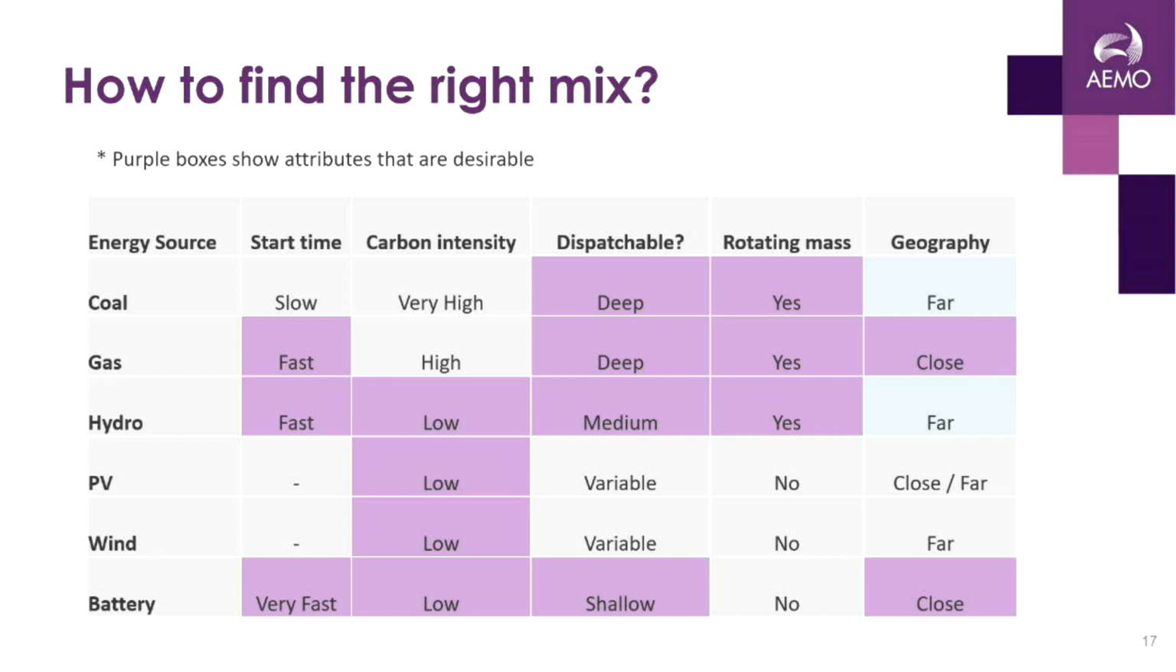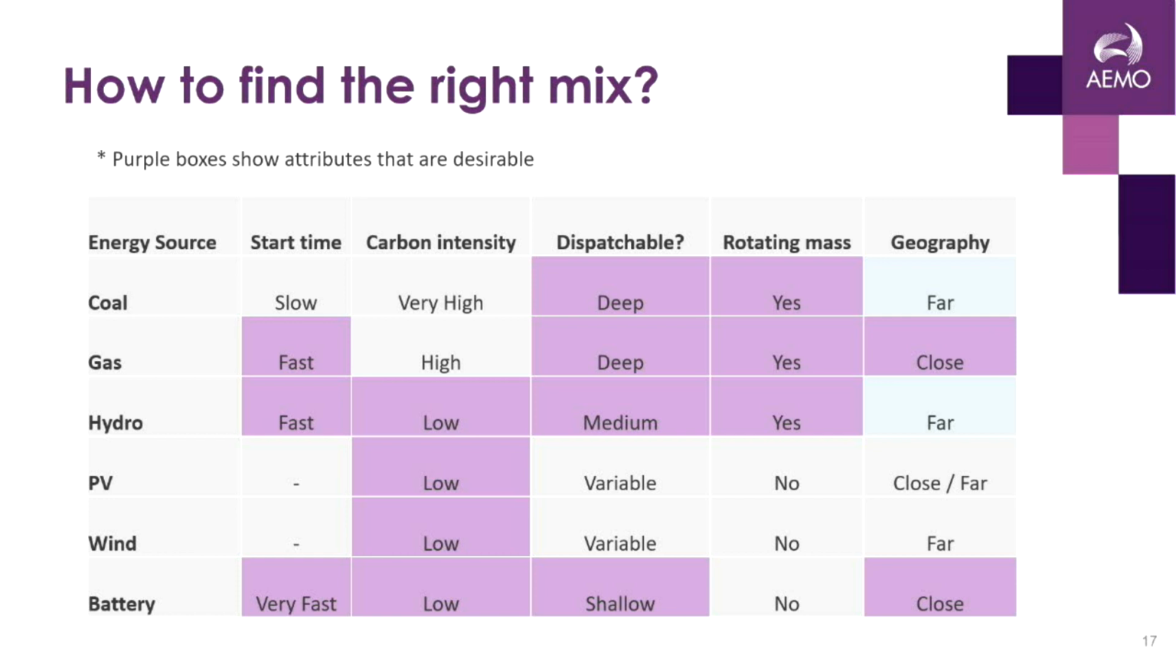PV, no start time, we take everything we can get. Low carbon intensity, dispatchable, no, like I said, we take everything we can get. No rotating mass, and it can be embedded in the load centre on your rooftop or a long way from a load centre. We have a lot of PV resources in northwestern Victoria, for example. Wind, low carbon intensity, variable, no rotating mass, long way from the load centres.